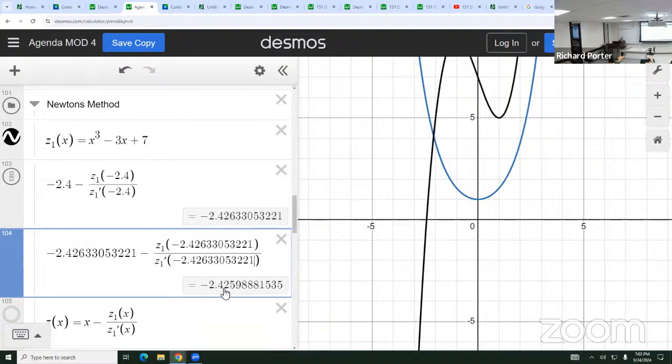2.43633053221. 2.425988888. So now I'm going to do it again. Don't worry, you're not going to do it this way. There's an easier way.